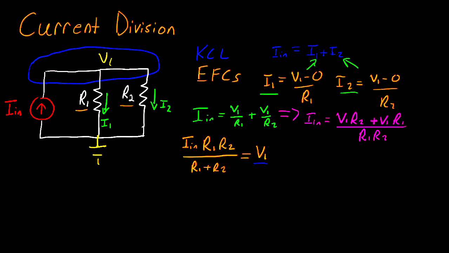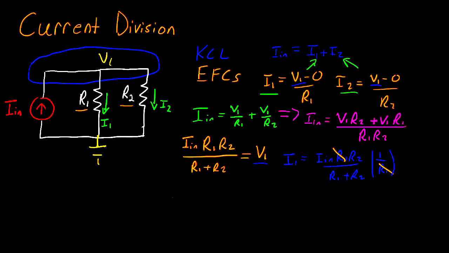Now that I have a value of V1 in terms of my resistances and my input current, all I have to do is plug in that definition of V1 in my resistor equations. And then I'll have an equation that relates I1 and I2 to the circuit parameters. Starting with I1, we can say that I in R1 R2 divided by R1 plus R2 multiplied by 1 over R1. And what happens here is that the R1 cancels with this R1.